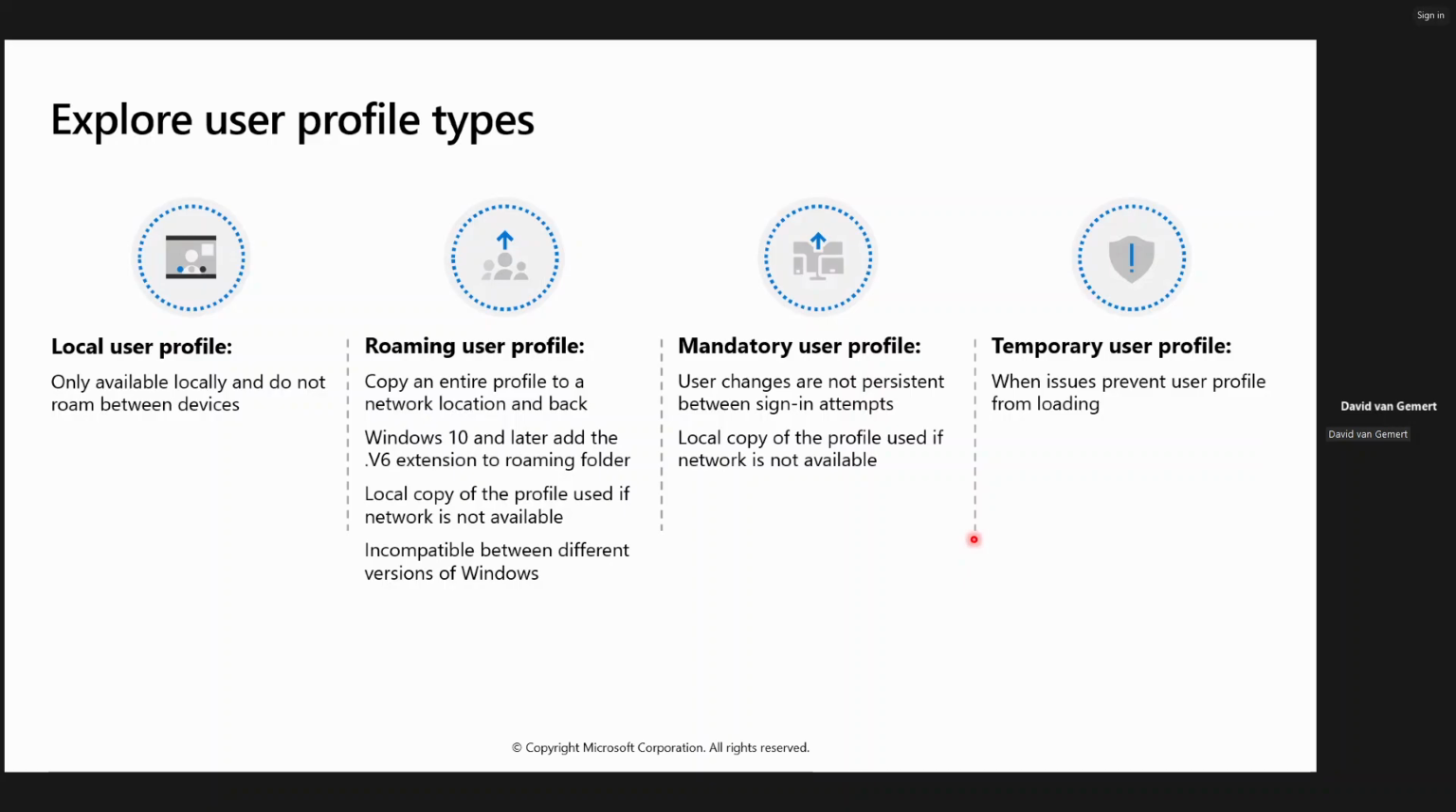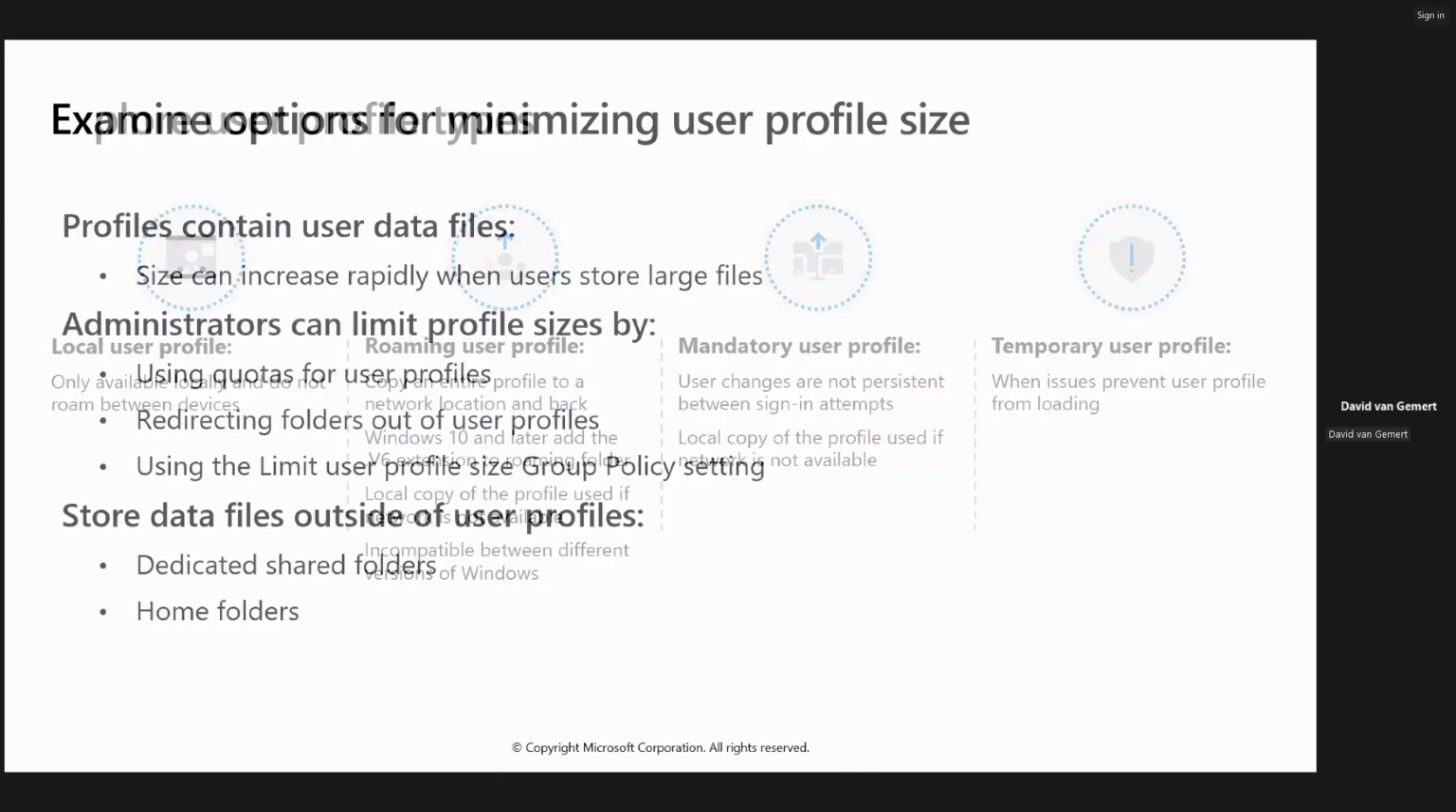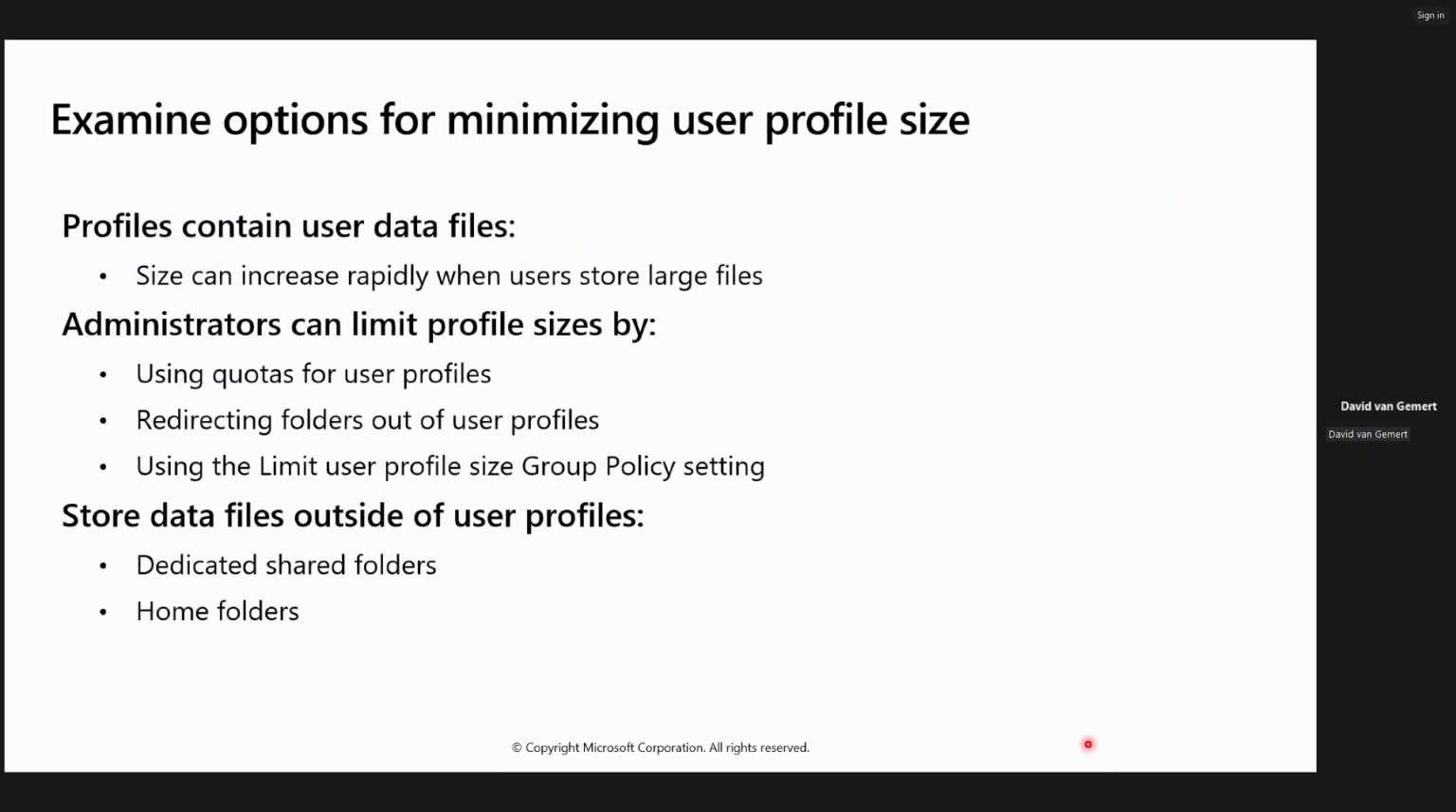But roaming user profiles can grow very, very big. If a roaming user profile is very big, then it can slow down your logons and your logoffs because it has to copy the whole thing down to the user's computer and copy it back up at the end of their session. So we can limit profile sizes by using quotas for user profiles, by redirecting folders out of the user profile, or by using the limit user profile size group policy setting.